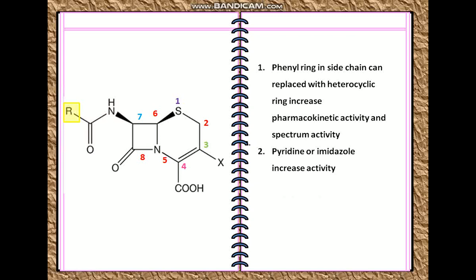Then which are the heterocyclic groups? That is pyridine and imidazole, which increase the activity. These two heterocyclic rings, when substituted on the ring, increase the activity and spectrum of activity, and also increase the pharmacokinetic activity of the drug.